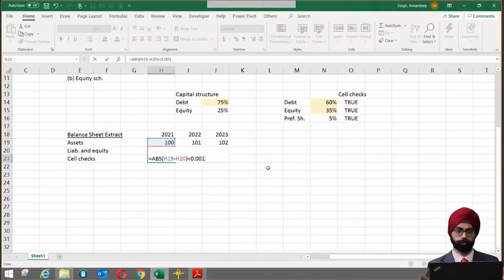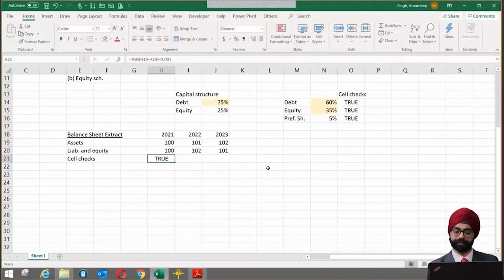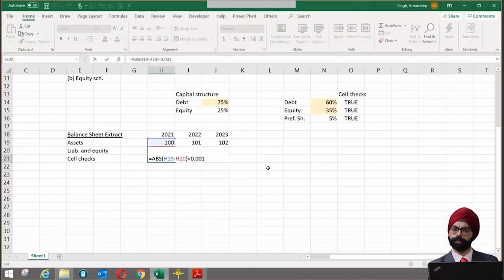In case you do not wish to have that, just make it equal to 0 out here instead of less than 0.001. Otherwise, equal to 0 is also fine if you are too fussy about having the exact figure there. So let's put that formula here and see what it gives me. It gives me true because the delta between 100 and 100 is 0. So it's obviously less than 0.001.